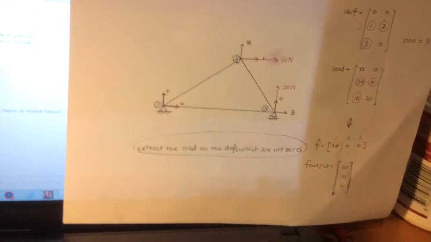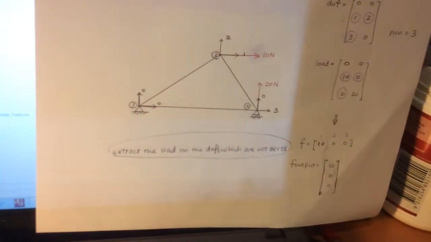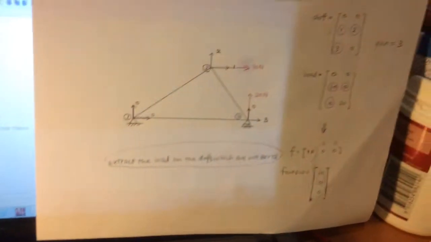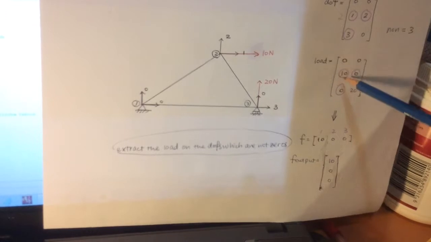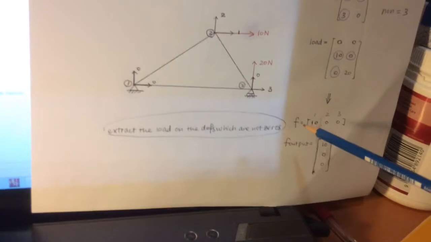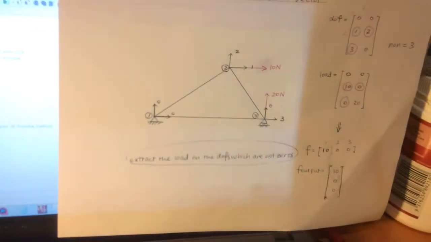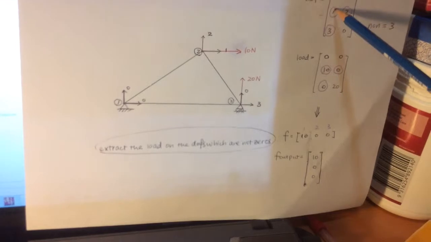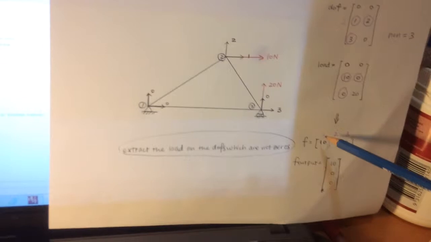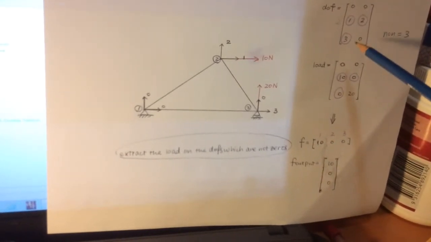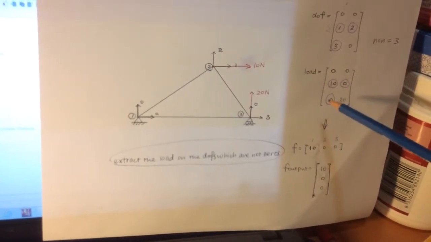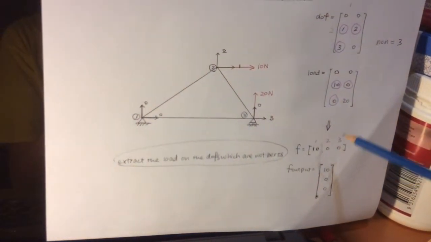And what we want to do in this structure is we want to extract the load on the degrees of freedom that are not 0 and put it in another vector called f. So for example, the degree of freedom 1 has load 10, and we want to put 10 in the first place of f. And degree of freedom 3 has the load 0, and we want to put 0 in the third place of f.